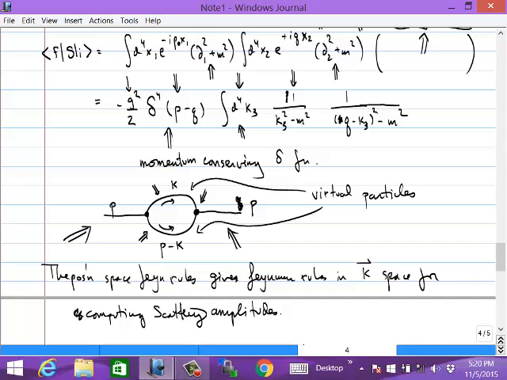Good. I guess that's all I have to say. Maybe I can pause here and see if there are any questions. In practice, I'll tell you that momentum space Feynman rules are much, much simpler than position space Feynman rules. So these things are actually much easier to calculate than the sorts of things that you would calculate if you were studying Feynman diagrams in position space.